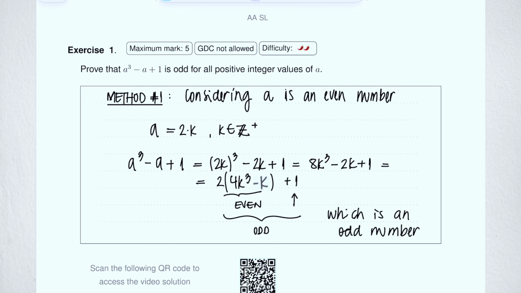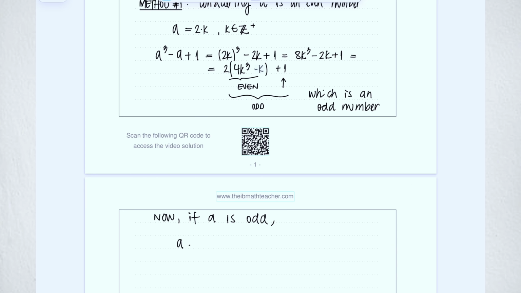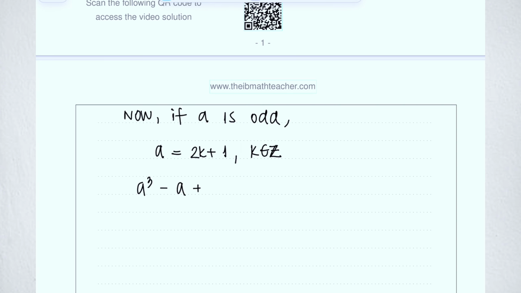Now, considering A to be an odd number. And the way that we represent odd numbers is by writing them as 2K plus 1 or 2K minus 1. That also works, K being an integer. In this case, our A cubed minus A plus 1 is equal to 2K plus 1 cubed minus A, so minus 2K plus 1 plus 1.